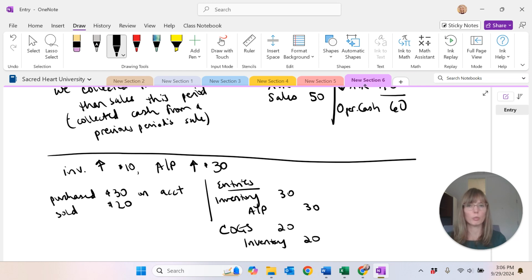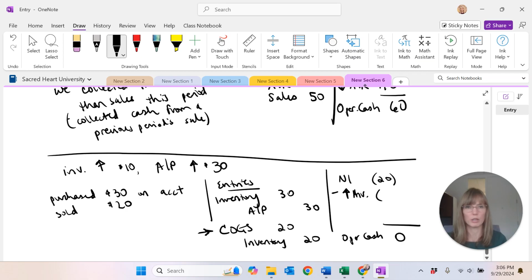So let's put that into our reconciliation. Net income is just this one expense of 20, and operating cash should be 0. No cash was paid. So what do we need to do? If inventory went up, subtract the increase in inventory, the operating asset, so subtract out 10. And then we're going to add the increase in the operating liability. Add the increase in accounts payable. And that gets me exactly where I want to be, to operating cash of 0.